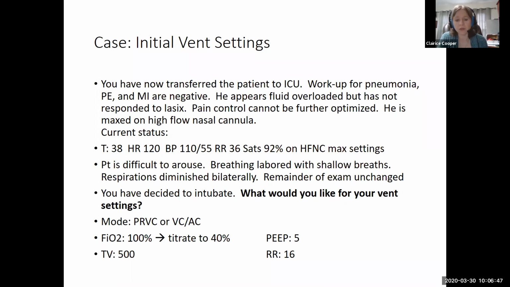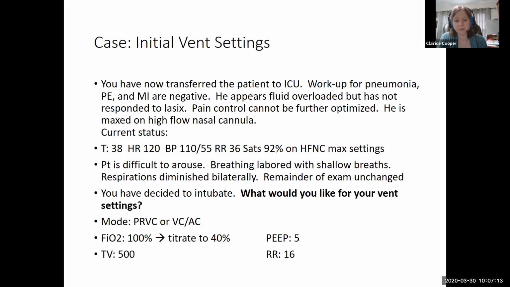Again, there's no perfect answer here, but some things to consider. First of all, FiO2, always start at 100%. You want to remove as many variables from the equation as possible and stabilize the patient as rapidly as possible. So start at 100% FiO2. However, that doesn't mean you walk away and then not look at it until tomorrow.